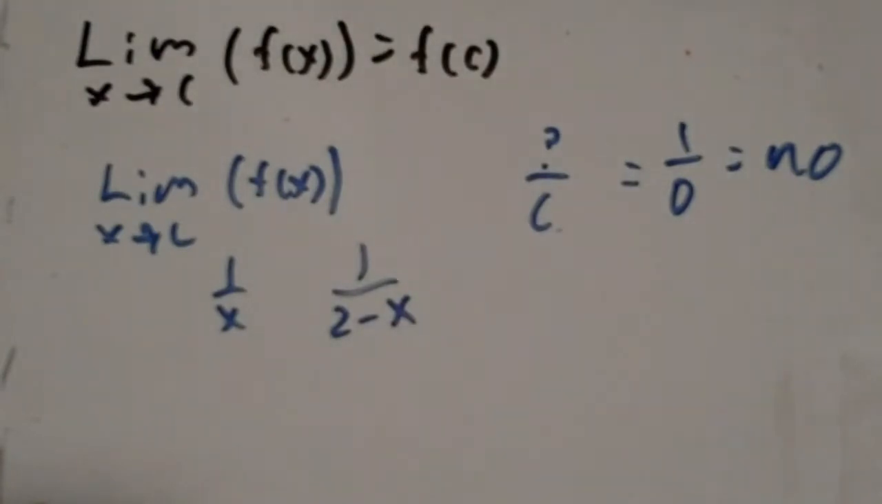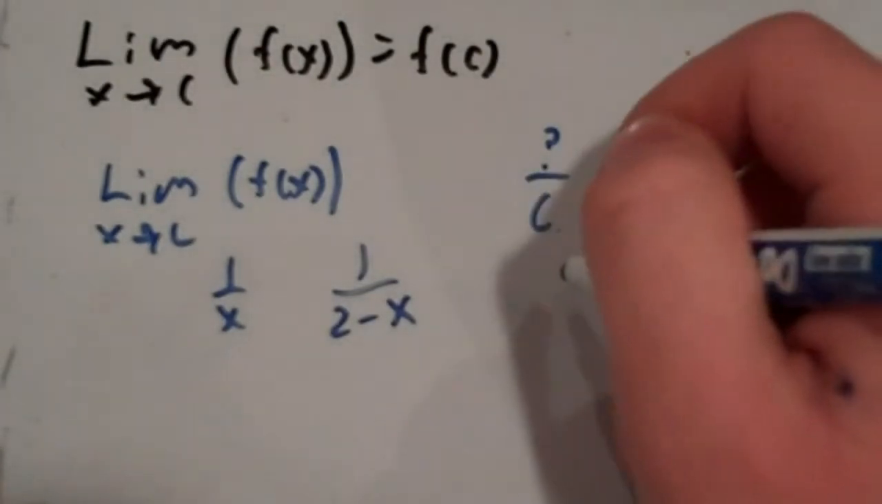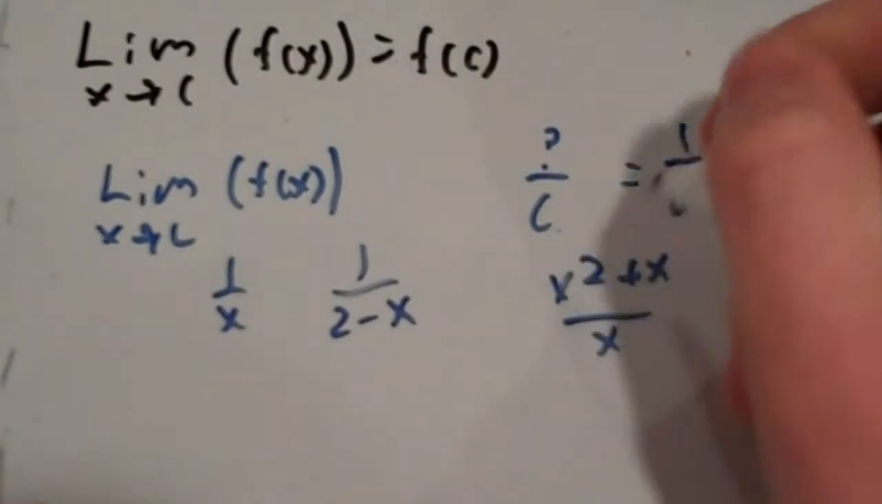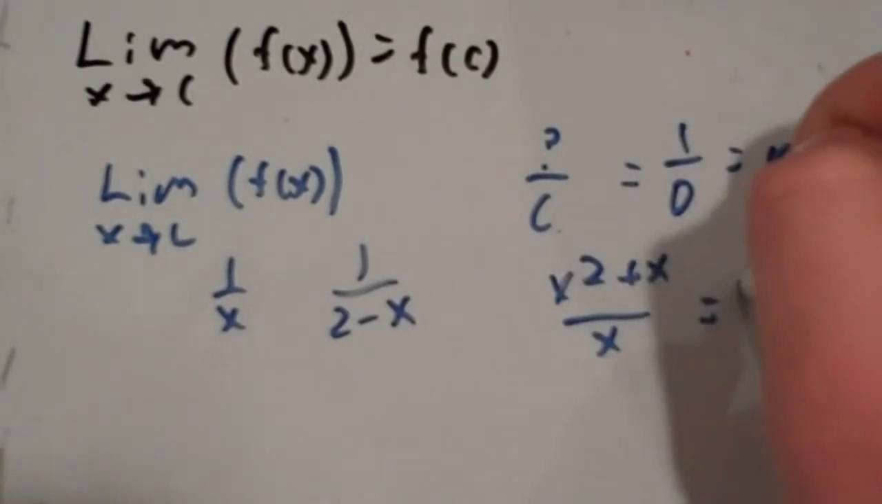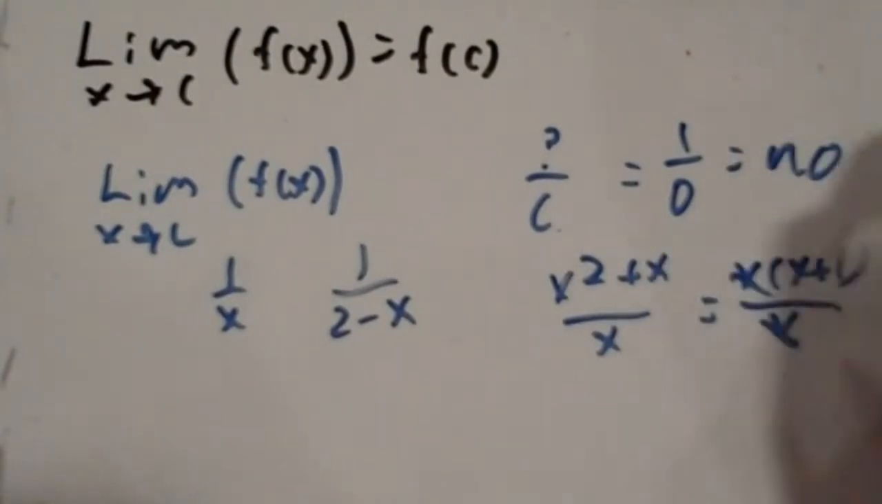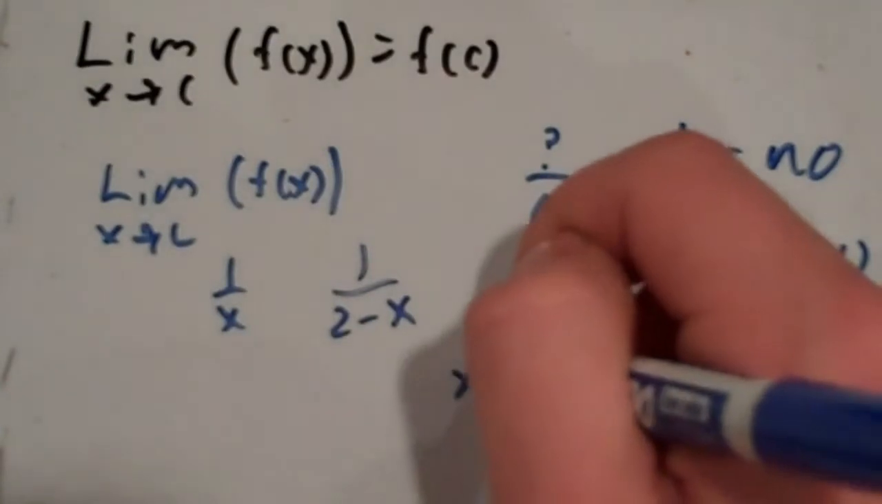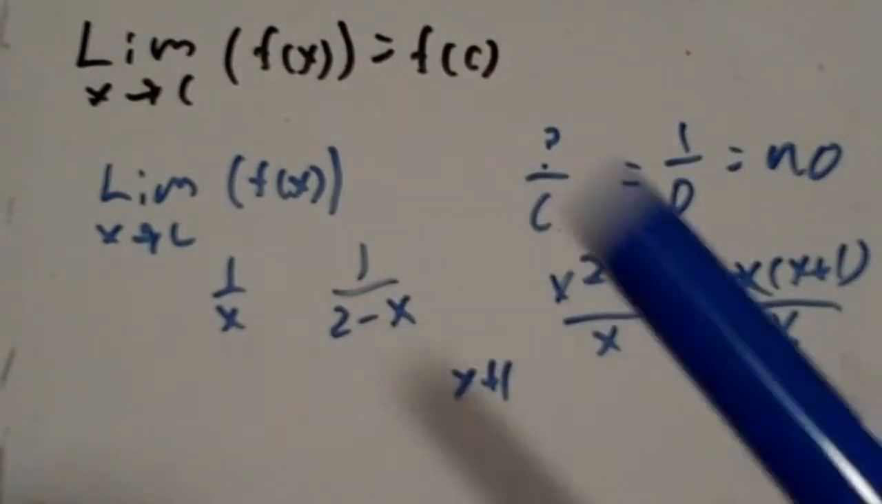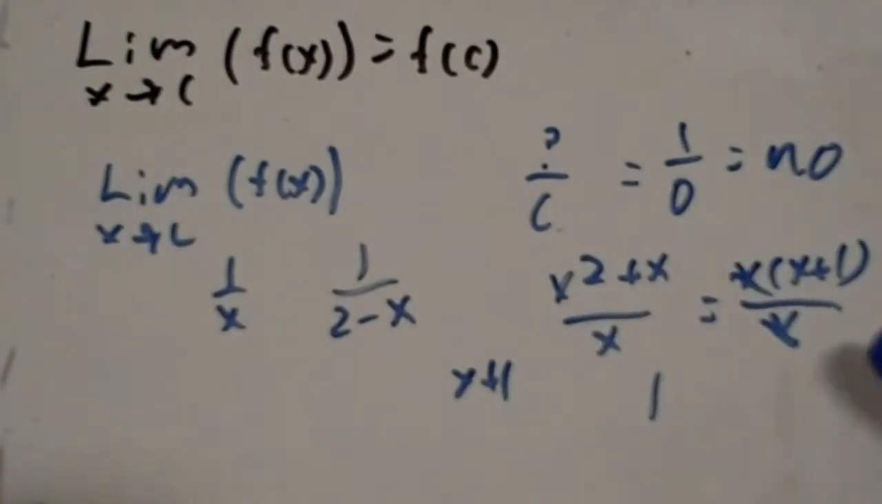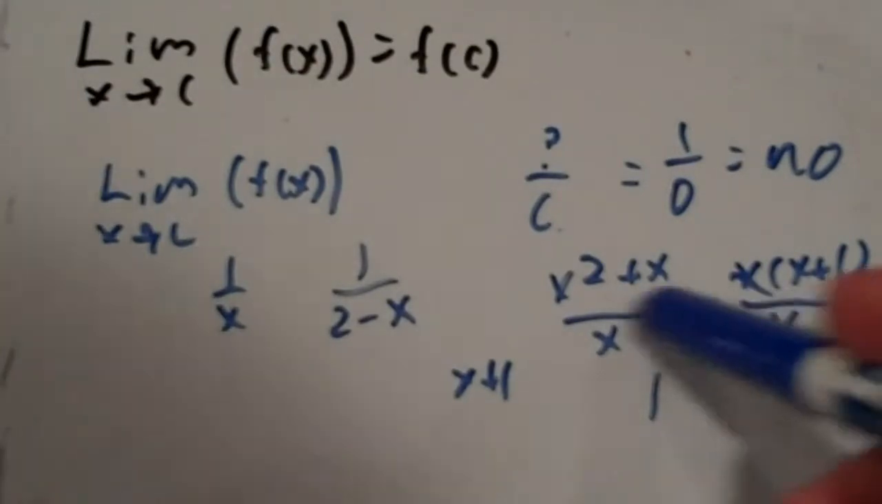Now, there is a way around it, but it only works if you can cancel the x out of the equation. Say we have x squared plus x over x. What we can do for that is factor out an x, and so we can just cancel those x's, and that leaves us with x plus 1. So if we plug in 0 to our x plus 1 equation, we get 1. So in this case, the limit as x approaches 0 is 1 for this equation right here.